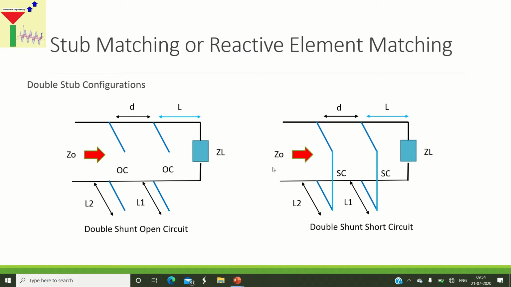Now we go ahead and let us see how the triple stub configuration looks like.